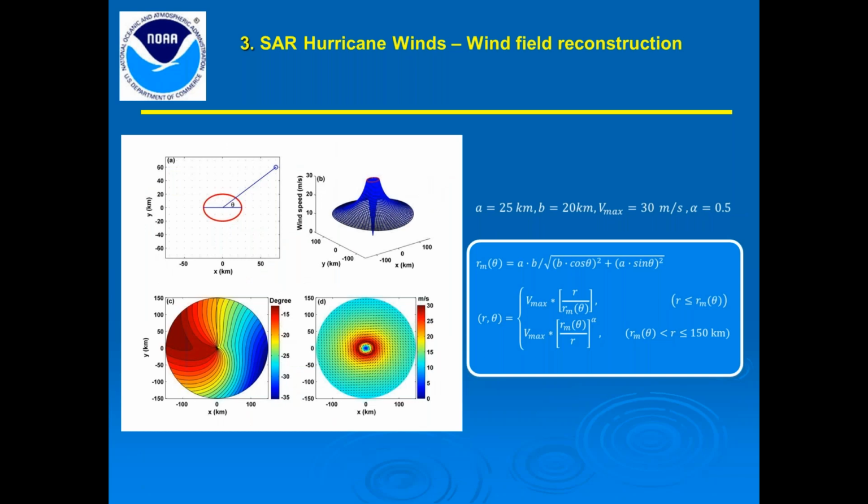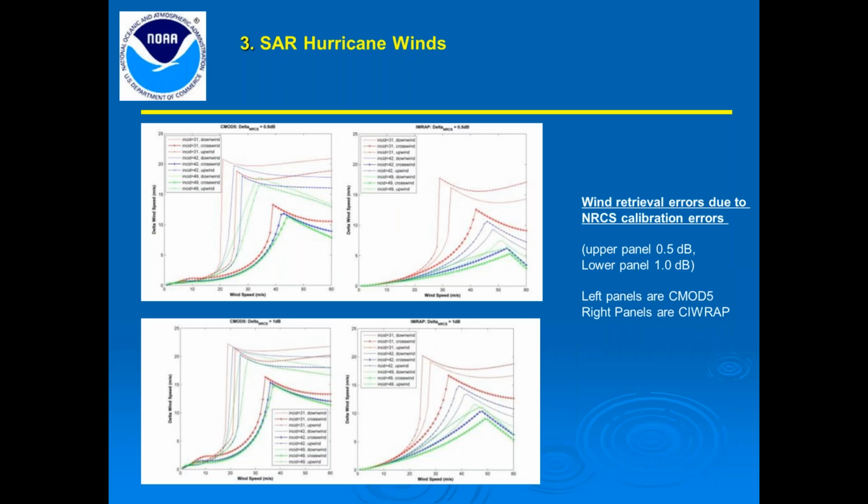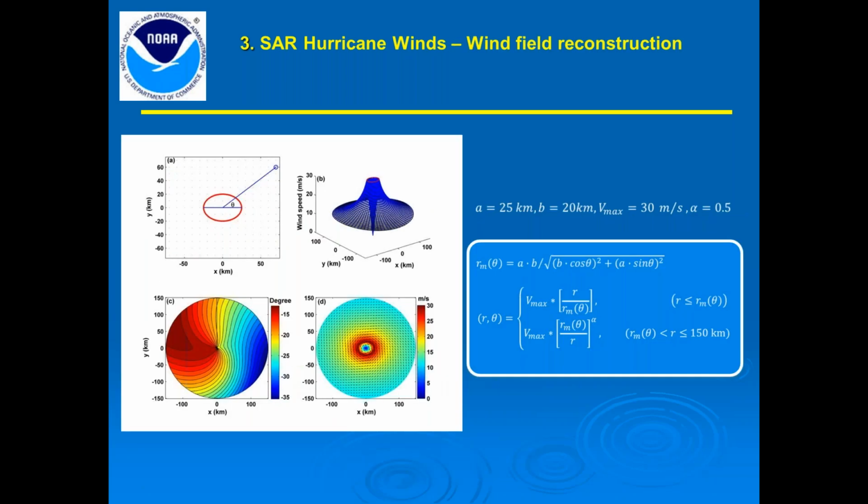Okay, so how do we solve it? This is the traditional CMOD we call for the C-band radar wind retrieval. And as you can see, if the instrument has a 0.5 dB error, your wind retrieval error is just too big, so it cannot be used. Those are traditional, CMOD5 or similar model functions. So we need to figure out a way to get the wind from the hurricanes.